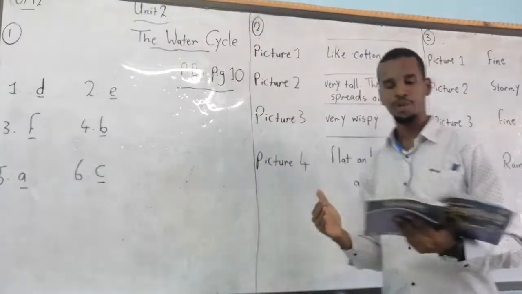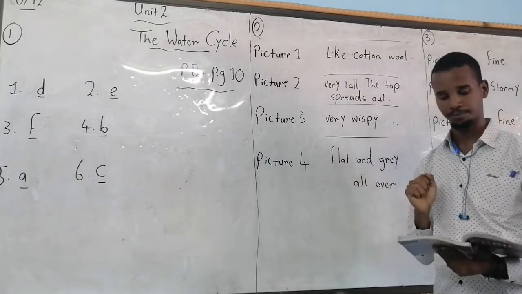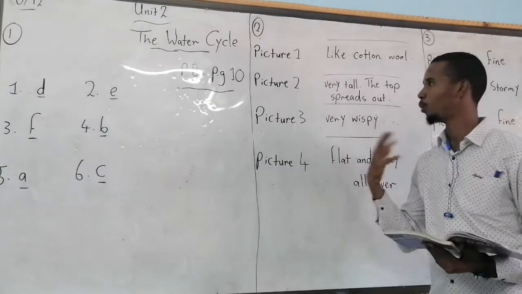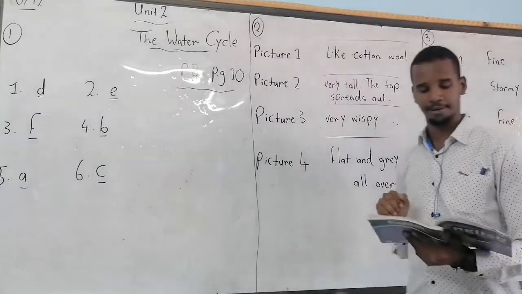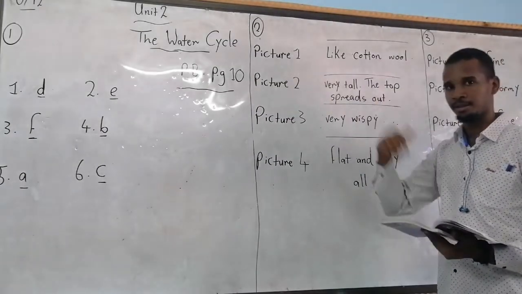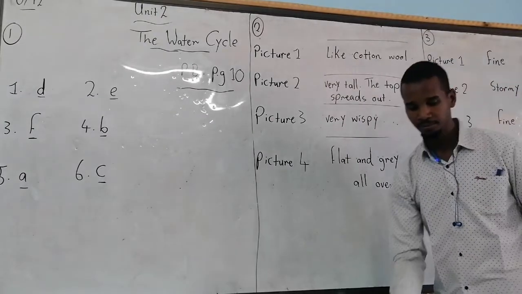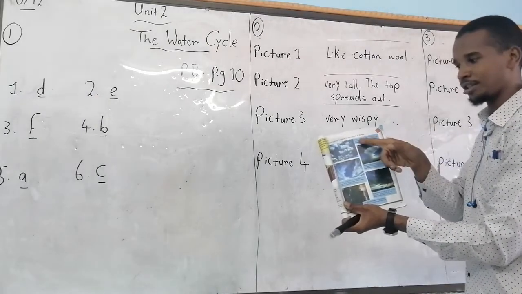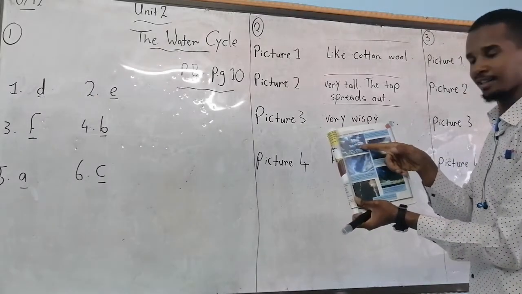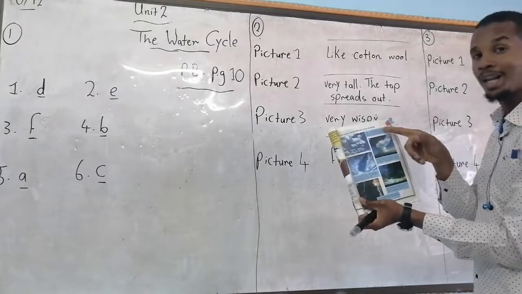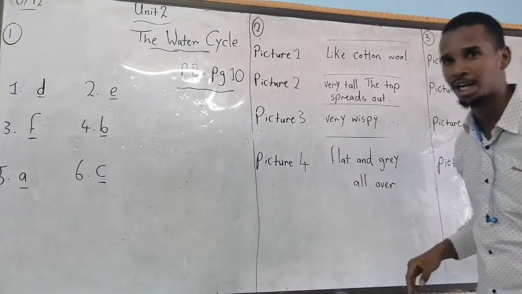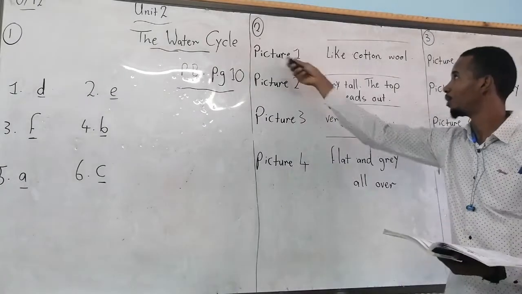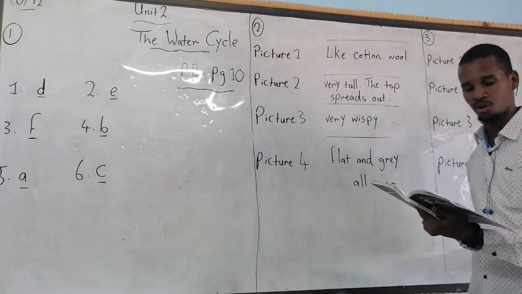Exercise 2. Read page 17 again. What do the clouds look like in the pictures? We want the shape of the clouds. What do they look like? Picture 1, go back to the language book. Picture 1, can you see it? These clouds look like cotton wool. Remember cotton wool? We explained cotton wool, didn't we? So picture 1, like cotton wool.